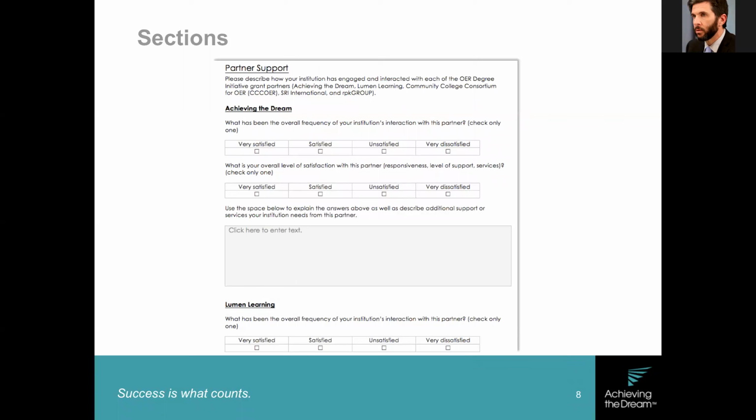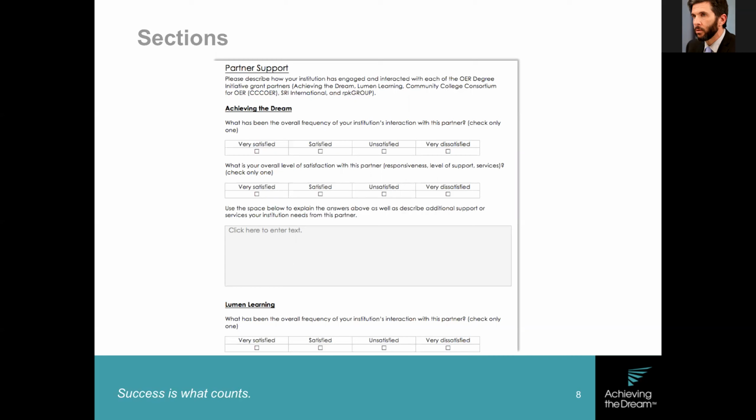The next section in this first section is on partner support. I know this is maybe tricky for some, depending on the relationships you have with the partners on this project, including us, but really try to give us a good, direct rating of the level of support you've gotten from ATD, Lumen Learning, CCC OER, and then SRI. SRI is a little trickier as far as support if you're a research partner versus if you're not. But we really want to know what your level of satisfaction has been and your level of interaction.